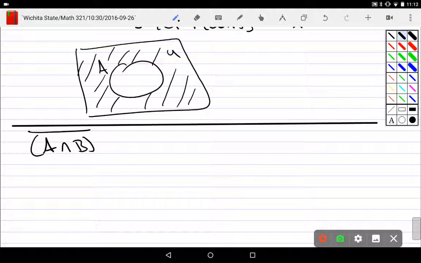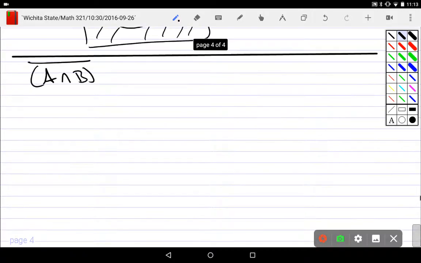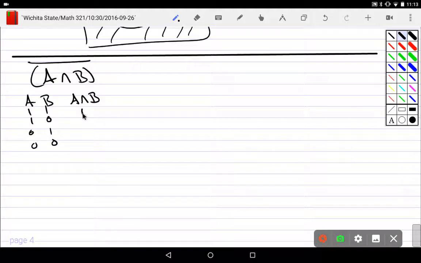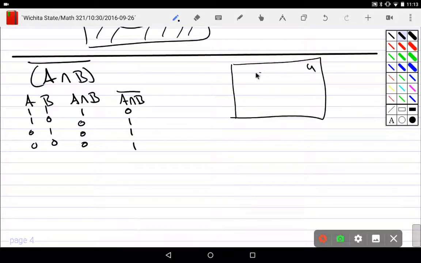And I said, like, we could do a membership table, right? And then shade it all out. So let's say we did a membership table. So this is A, B, in it, out, out, in, out, in, out. What would be A intersect B? In, out, out, out. Right? That's intersection. Has to be in both. Notice how it's the same thing as normal and. And then what would be the complement of that? Does everybody okay with that? And so what would that Venn diagram look like? So if this is A and this is B, it's everything.